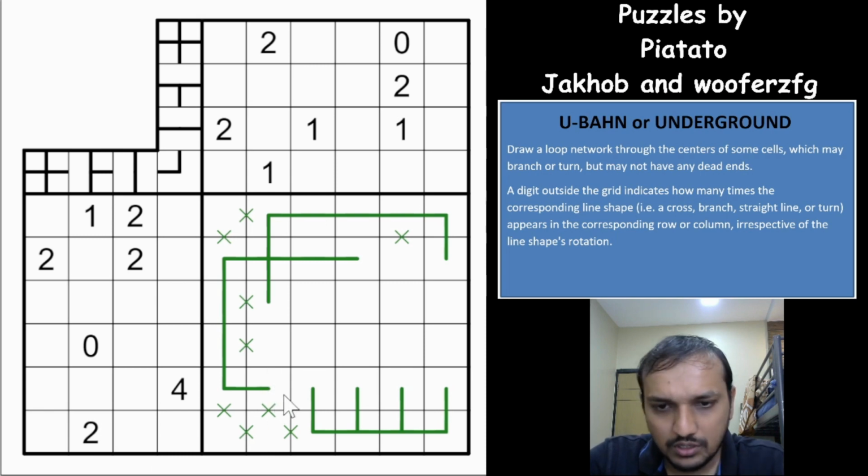This is not a U-turn, which means this has to go straight at least. This can still be a branch or a straight line. Again, this cannot be a U-turn, so it at least has to go straight. It can still be a branch.